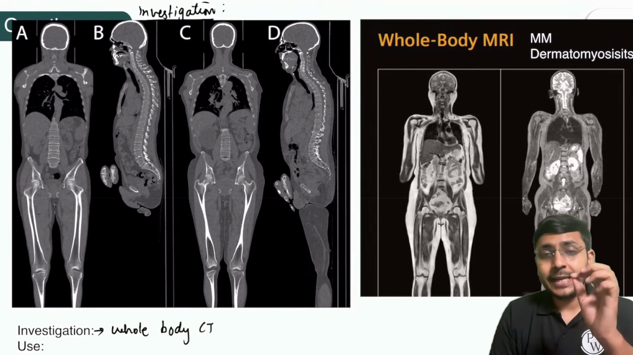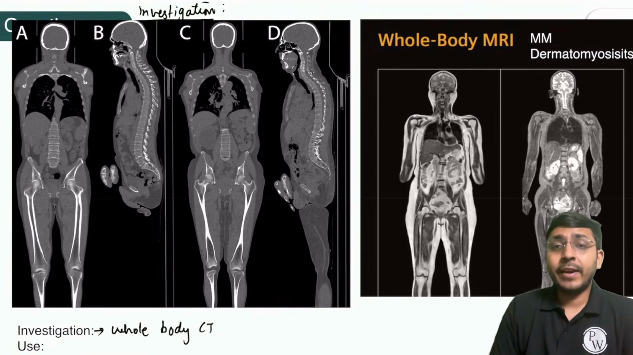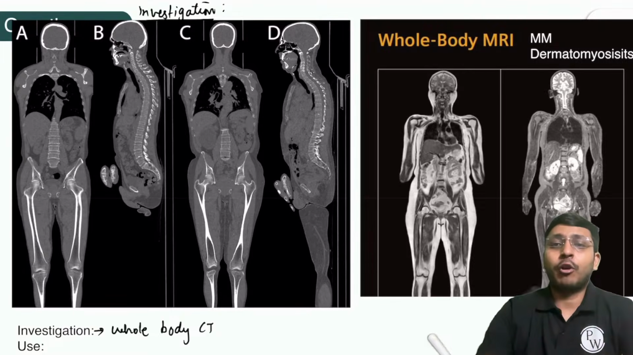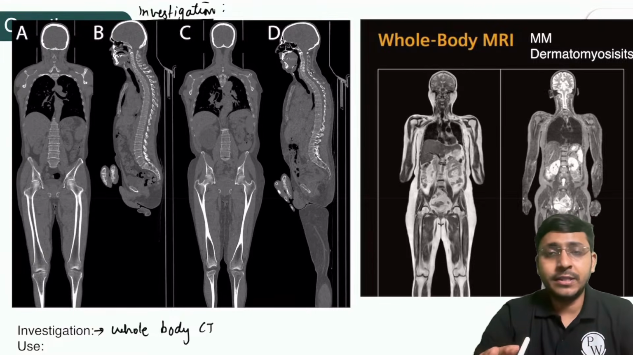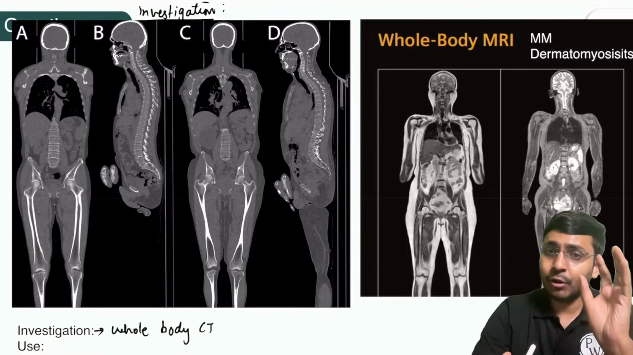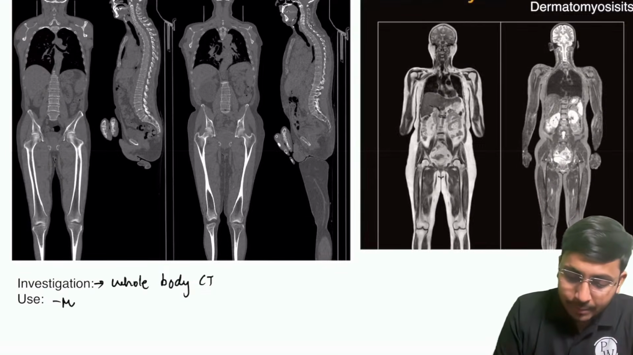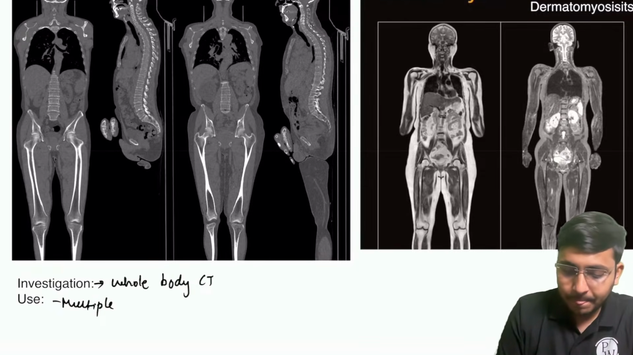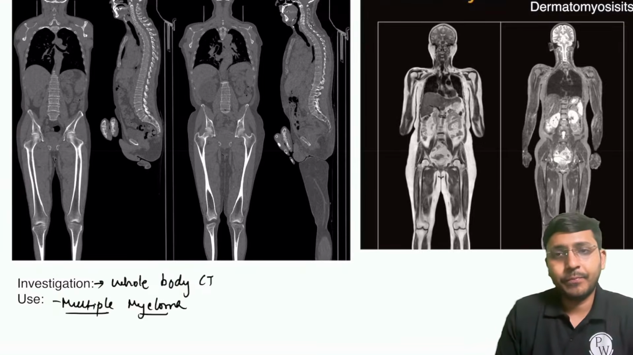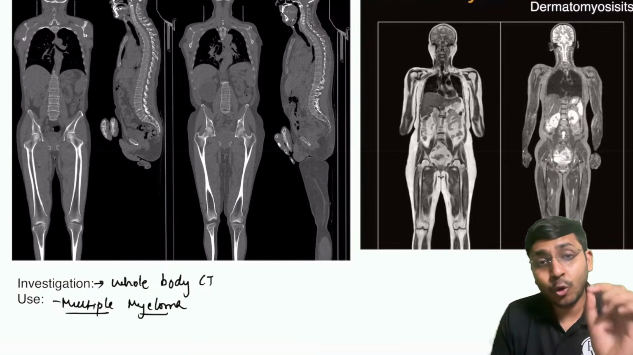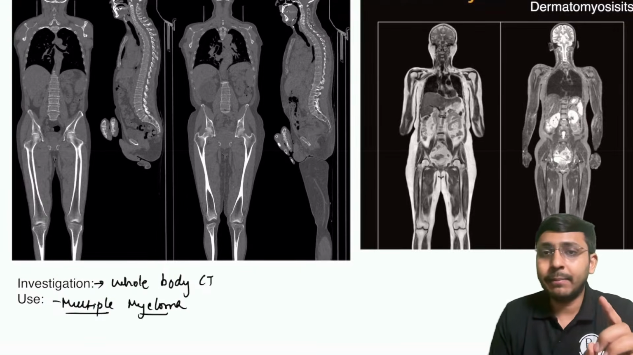And when do we do a whole body CT? When we want to see bony deformity. It is not done for soft tissue lesions, number one. It is done for bony pathology. And what's bony pathology? Multiple myeloma. Right? So this is a whole body CT and it is done for multiple myeloma.